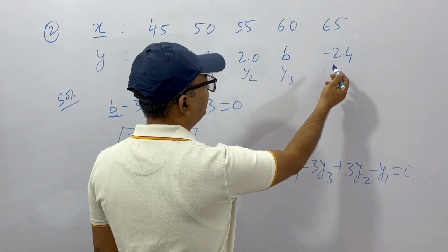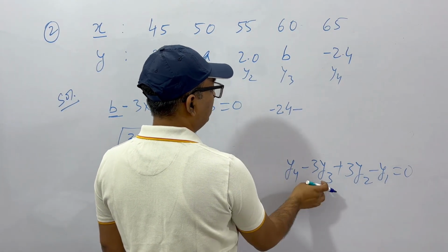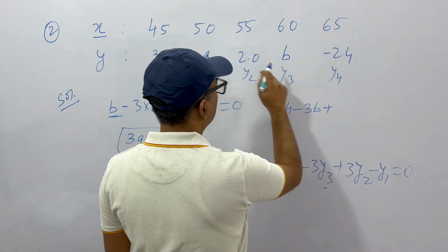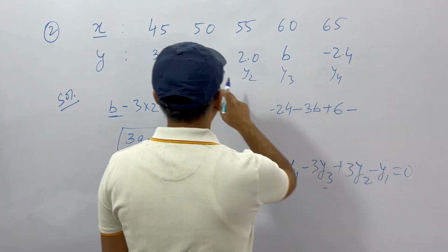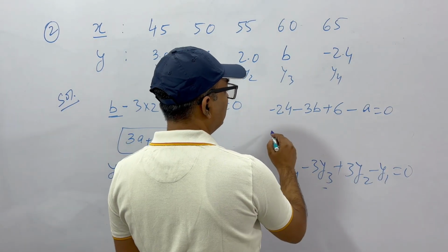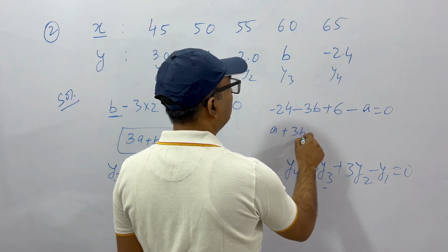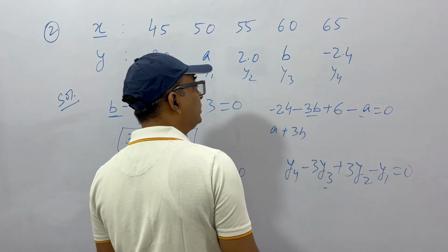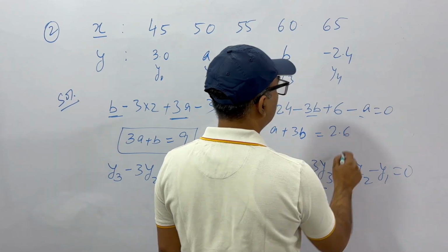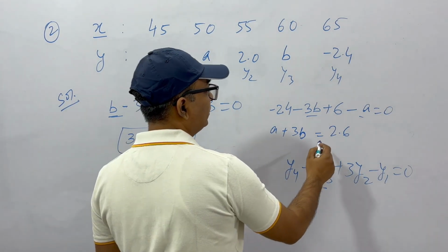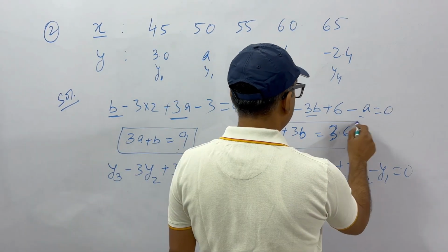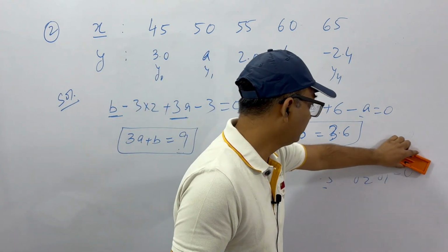And what do we get from here? y4, that is minus 2.4, minus 3y3, that is minus 3b, plus 3y2, that is 6, minus y1, that is a, is equal to 0. We take it to this side, we get a plus 3b equal to 6 minus 2.4. 6 minus 2.4 means 3.6. So this is our second equation. Now we can find the values of a and b from these two equations.